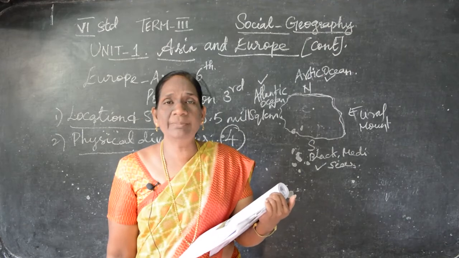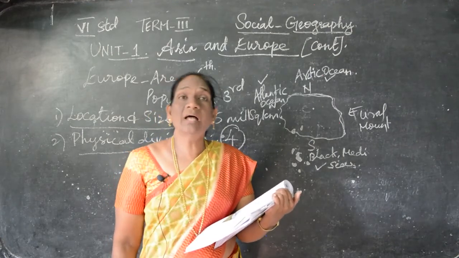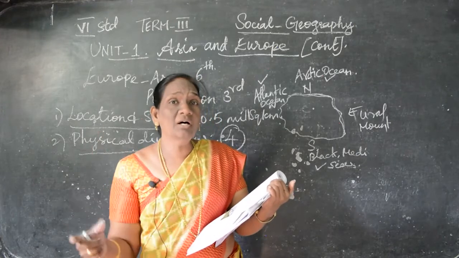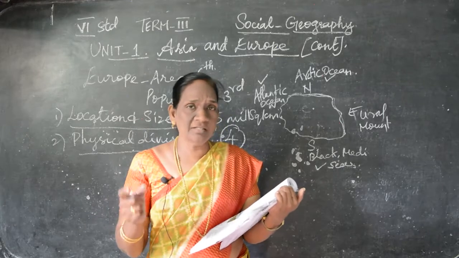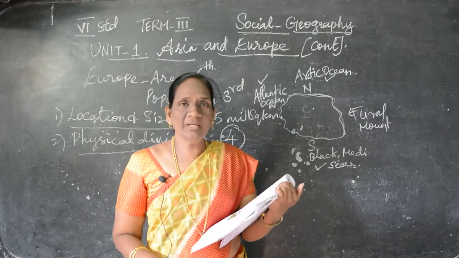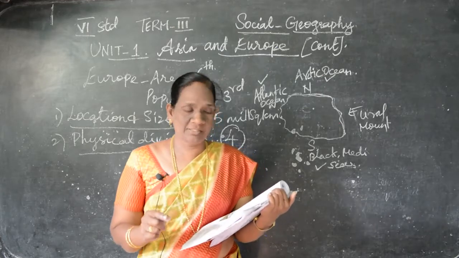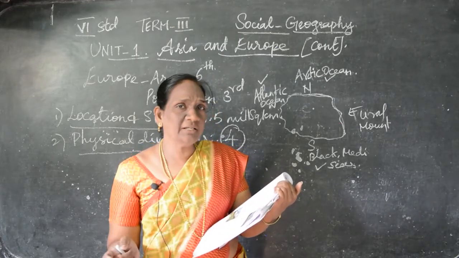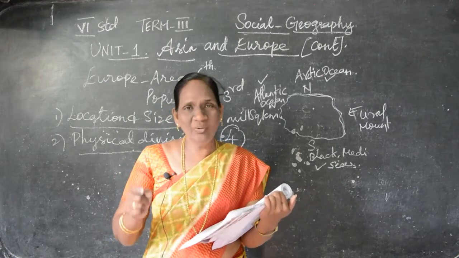And the highest peak in Europe is Mount Elbrus. Which is the highest peak in this continent Europe? Mount Elbrus. The highest peak in the world, உலகத்திலேயே highest peak எது? Mount Everest. It is in the Himalayas. Okay, European continent highest peak is Mount Elbrus. Okay, and the Asian continent highest peak is what? Yes, very good, Mount Everest.